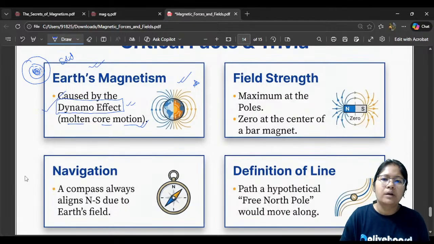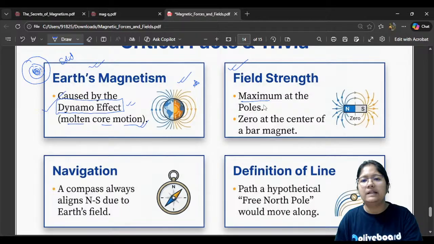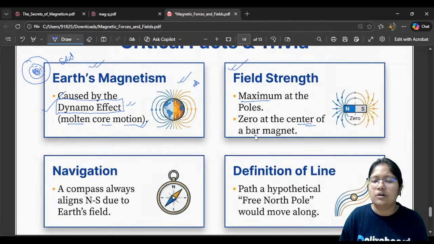Okay, now coming to the field strength, we have seen by now many times that the maximum field strength is there at the poles. We have seen, right? And it is 0 at the center of the bar magnet. If you are considering here, do you see any field lines here? No, you are seeing the field lines towards the poles only. So what does it mean? That it has the maximum at the poles and 0 at the center.